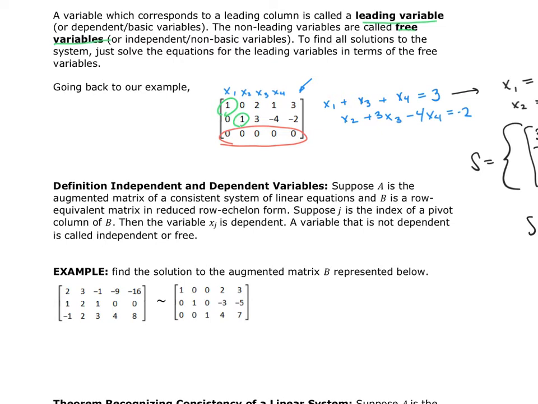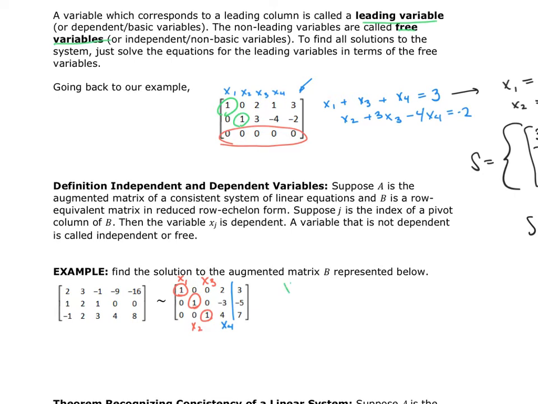So let's take a look at this example. Now my pivots happen at my first column, my x sub 1, my second column, or my x sub 2, my third column, the x sub 3. Now this is an augmented reduced row echelon form. And then in my x sub 4, I don't have a pivot there. So my x sub 4 is independent. My x sub 1, x sub 2, and x sub 3 are all going to be dependent on x sub 4. My equations, again, are this.